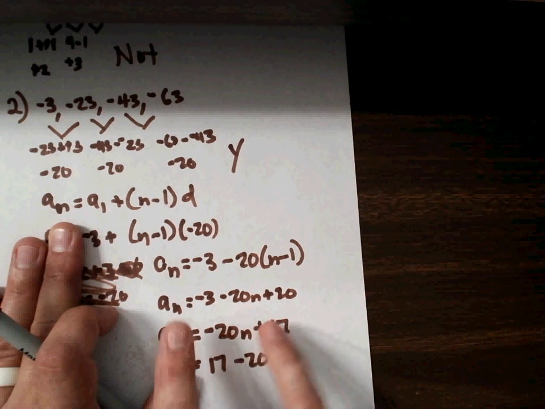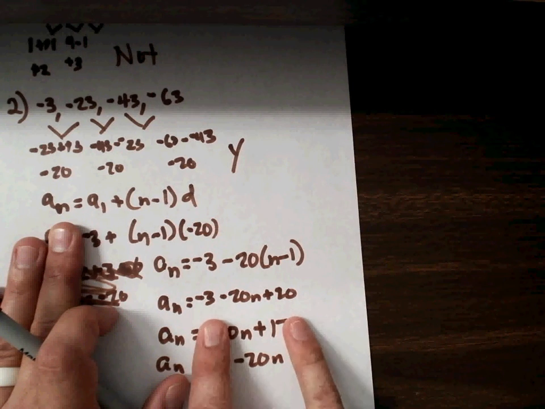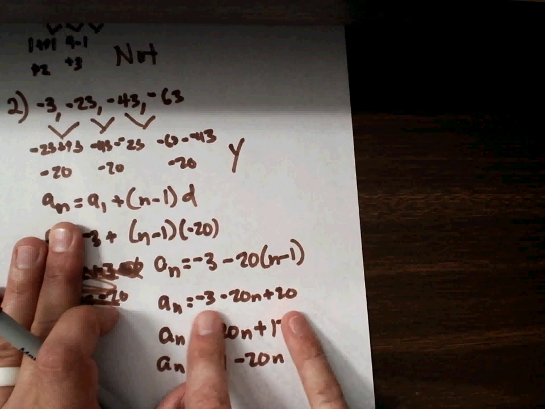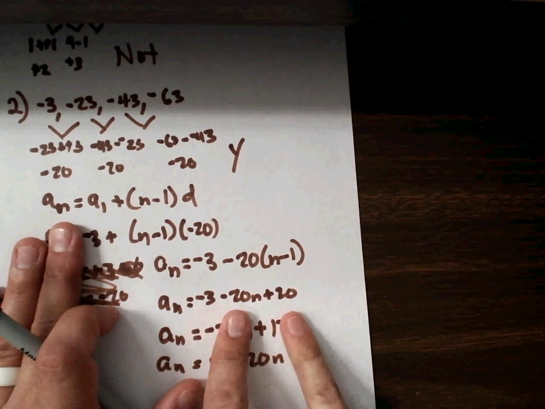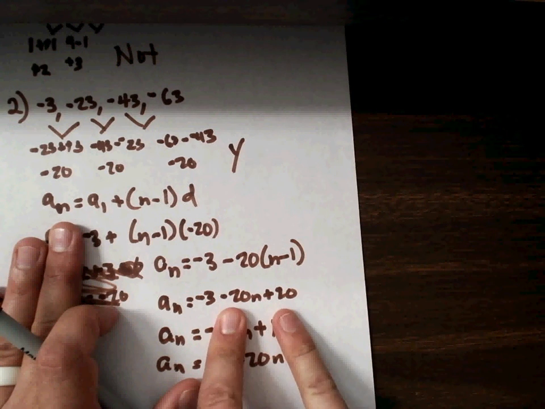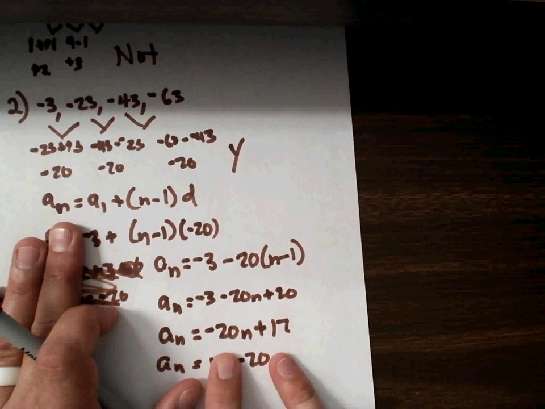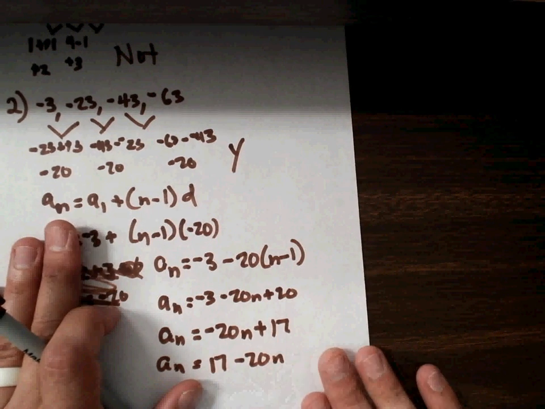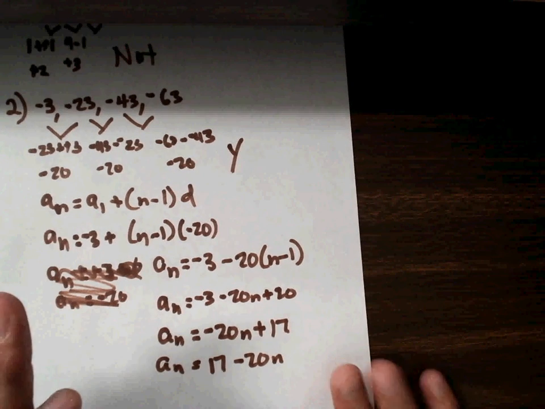Okay, and then the last set of order of operations is adding and subtracting. We'll see the negative 3 and the positive 20 when I distribute it. Those are both numbers. I can combine those. Right? And that's how I got down to here. Everybody good?